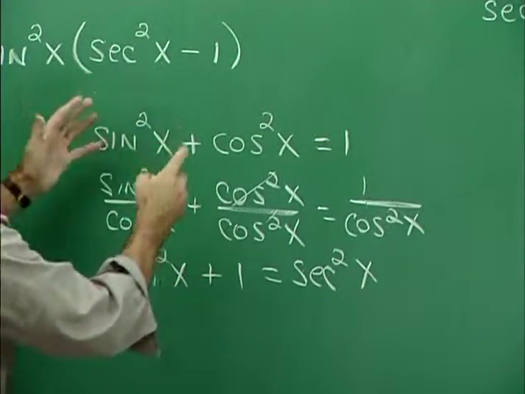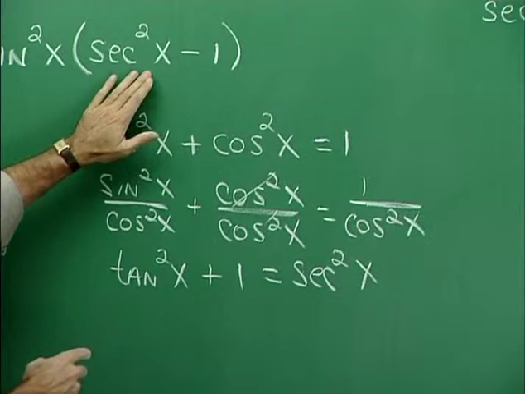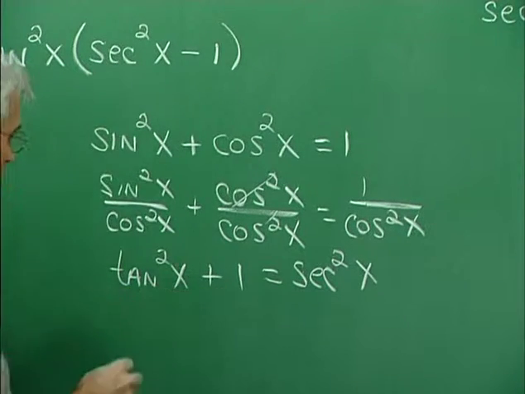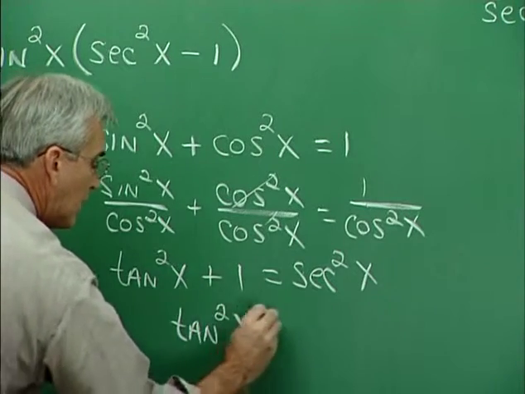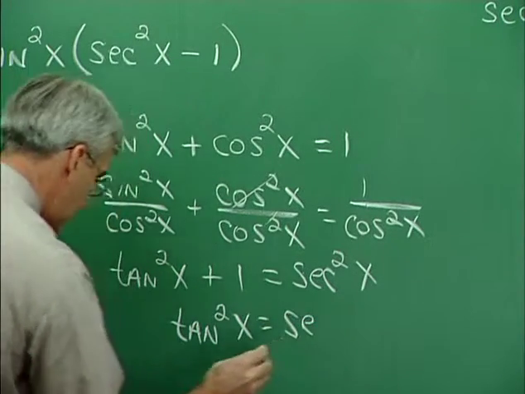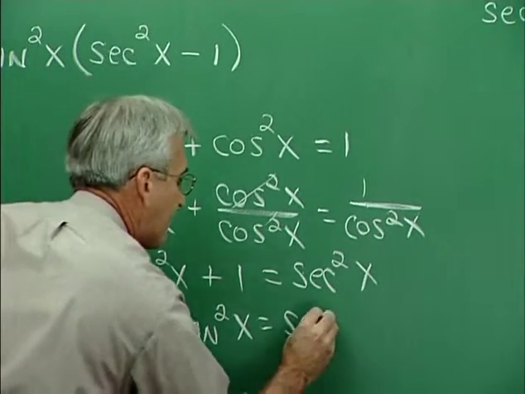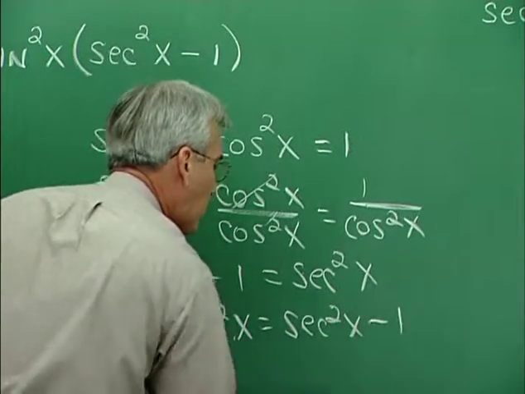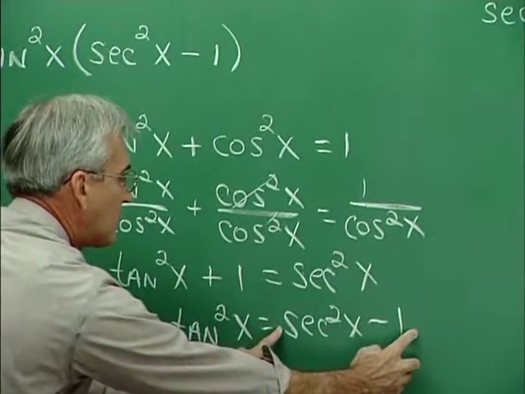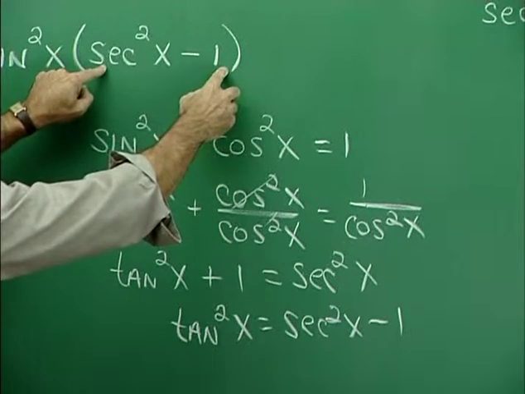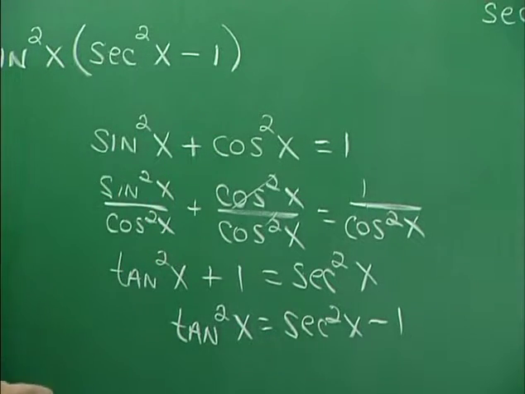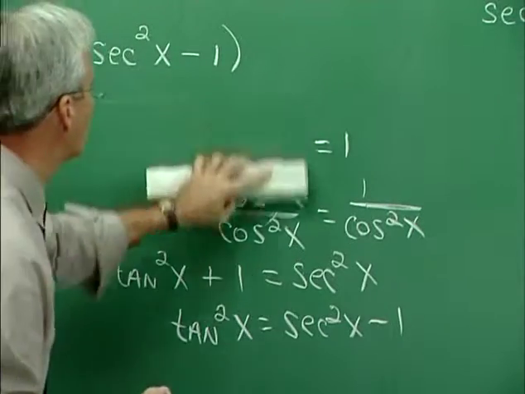Well, this doesn't look like that. Oh, but wait a second. We can manipulate it into that form. If I subtract 1 on both sides, then I find this to be tangent squared x equals secant squared x minus 1. And so secant squared x minus 1 is equal to tangent squared x. So this secant squared x minus 1 is replaceable by tangent squared x. So that's what I'm going to do.